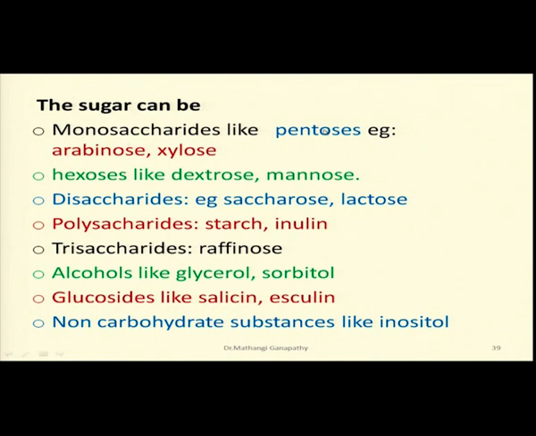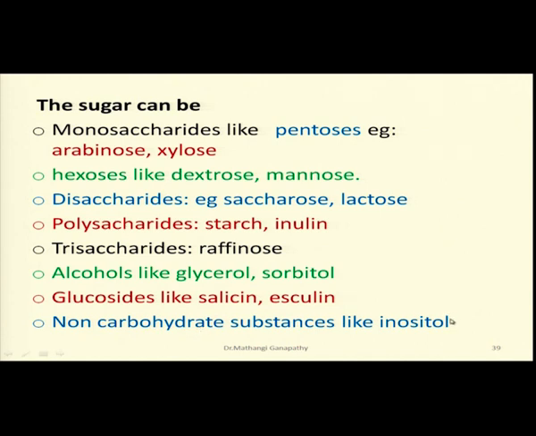Suppose you have added a neutral indicator. This indicator's color change would also tell you that the microorganism has grown in the tube concerned. The sugar which can be utilized can be any monosaccharide like pentoses, arabinose, xylose. It can be hexoses like dextrose or mannose, disaccharides like saccharose, lactose, polysaccharides like starch and inulin, trisaccharides like raffinose. You can have alcohols like glycerol or sorbitol, glucosides like salicin and esculin, or it can even be non-carbohydrates like inositol.